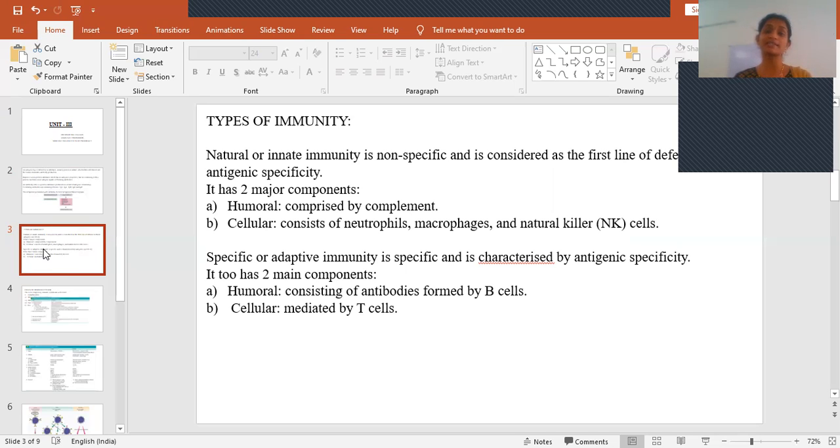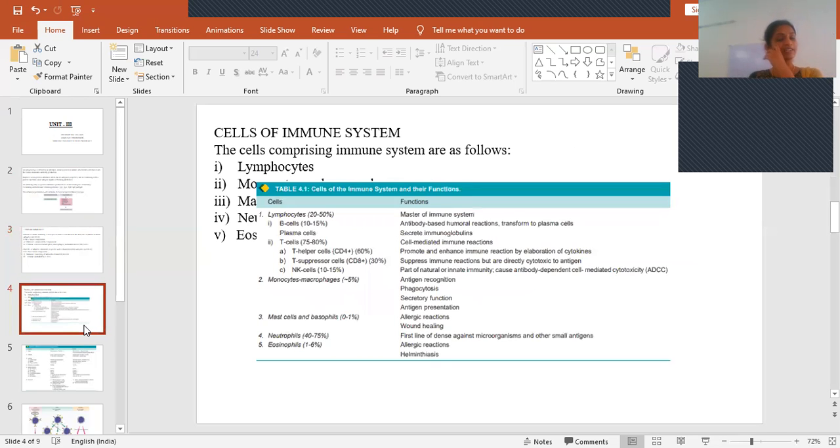In the humoral component, antibodies are produced by B cells. The cellular component is mediated by T cells. B cells and T cells together comprise lymphocytes; these are two different types of lymphocytes. Before going into that, we must know what the different cells involved in immunity are.